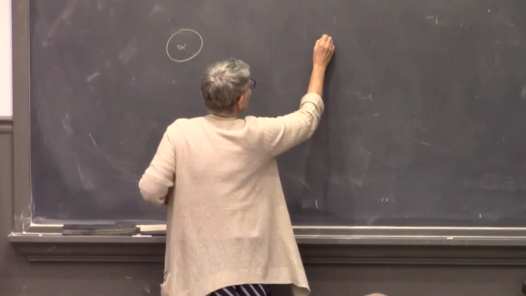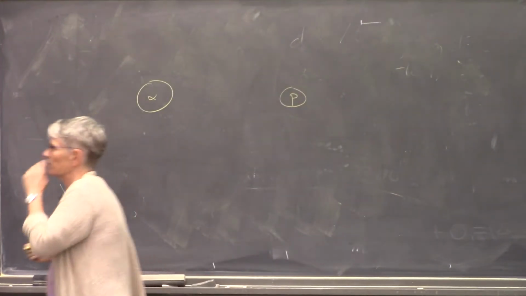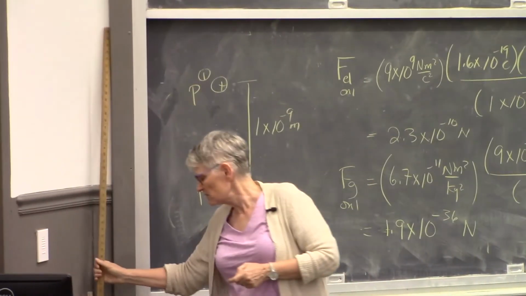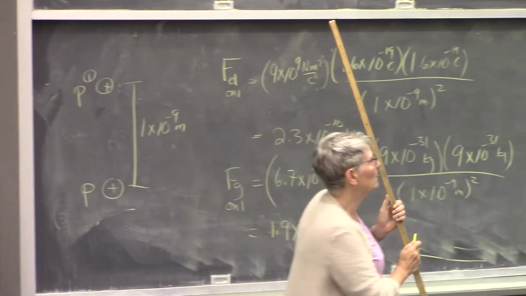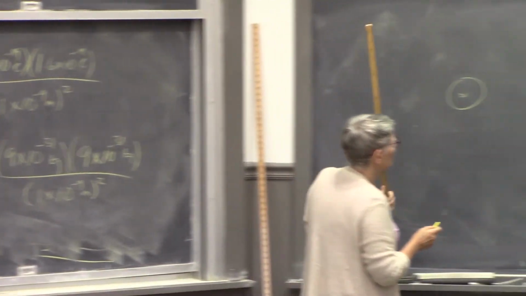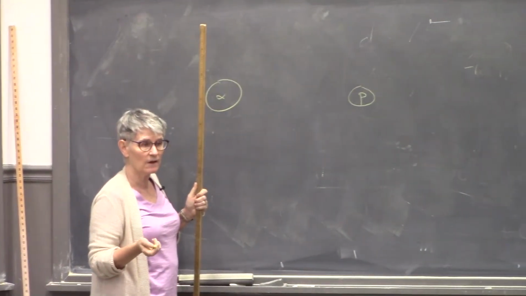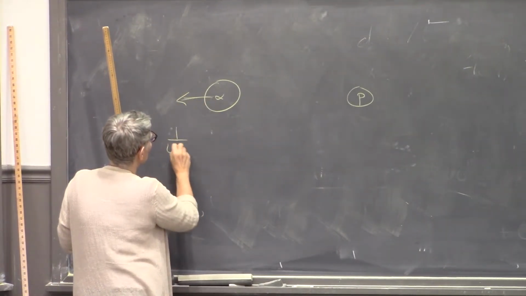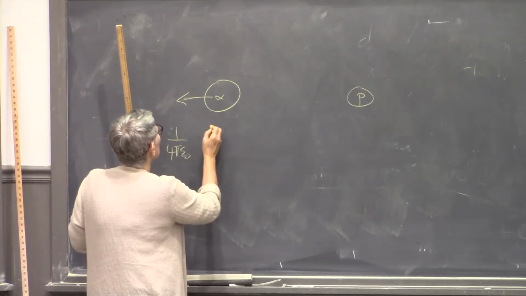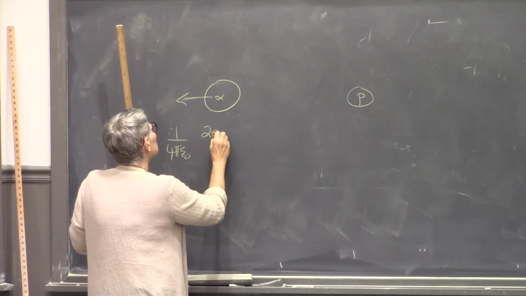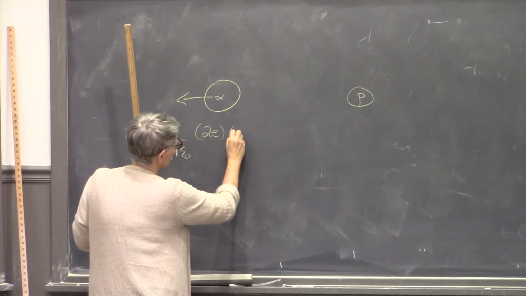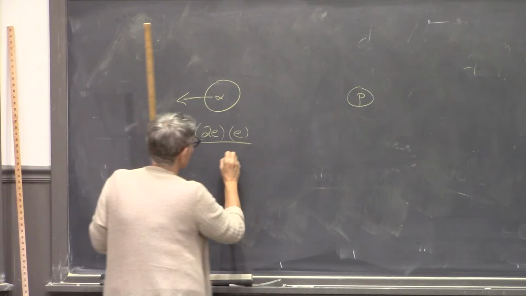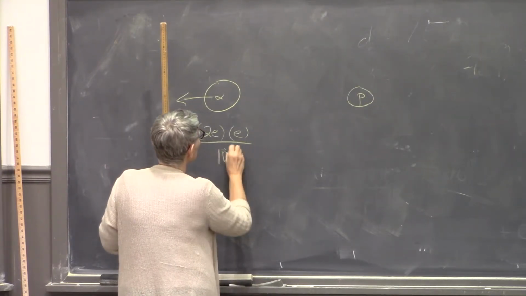So here's our alpha particle, and here's our proton. We're talking about magnitudes. So they're going to repel each other, right? If we want to calculate the magnitude of this force, we'd have 1 over 4 pi epsilon 0, the charge of the alpha particle, which is plus 2e, the charge of the proton, which is e, and the magnitude of r squared.